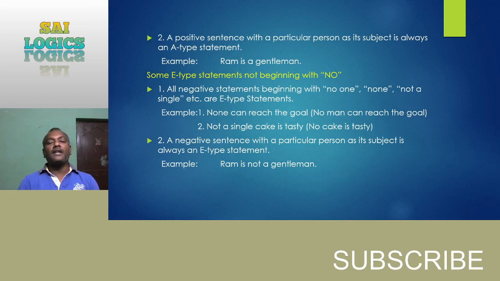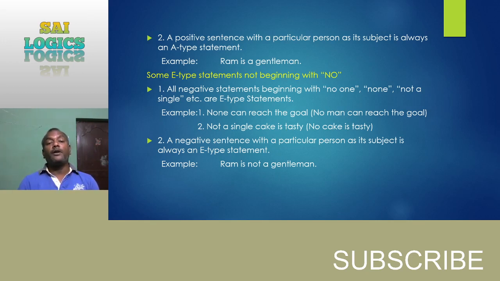Example 1, none can reach the goal. None means no one can reach. So that means negative information, 100% information. So instead of none, we have to write no. So we can rewrite the statement like this: no man can reach the goal.